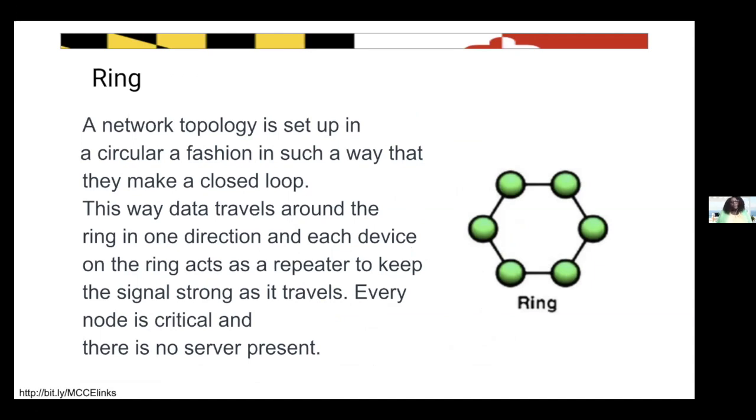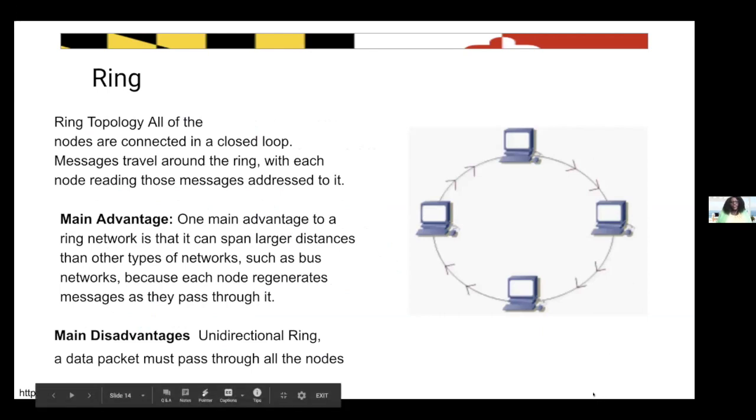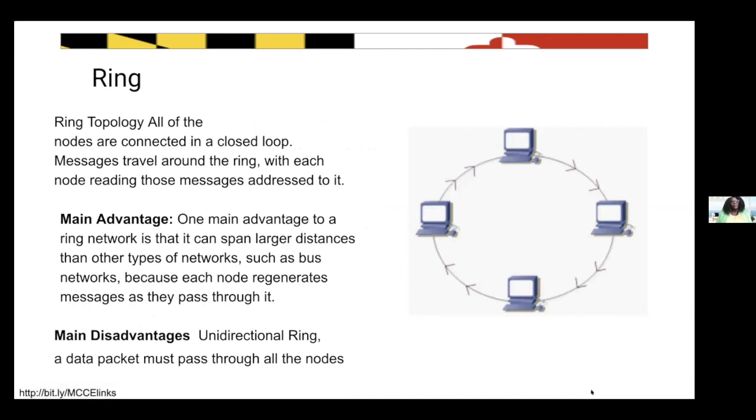So let's have a look at that visually. So here, that's what you have in your computers. So that's the way it would look if that's the network you have. That means that in the ring topology, all the nodes are connected in a closed loop. A message travels around the ring with each node reading those messages addressed to it.